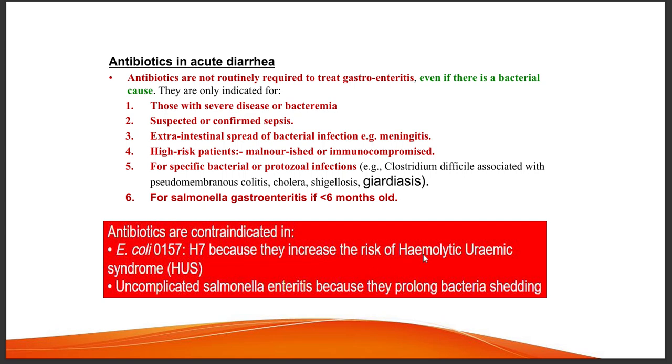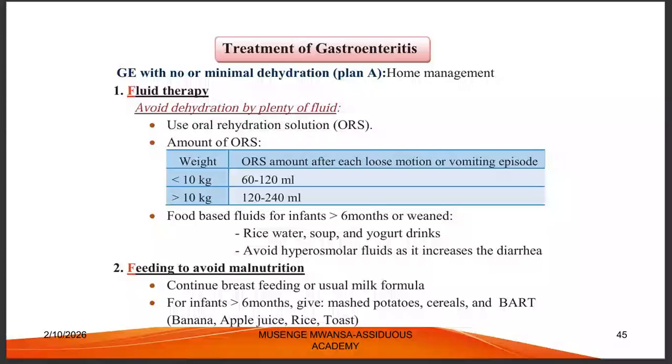These will increase the risk of hemolytic uremic syndrome. And complicated salmonella enteritis, you don't give antibiotics either, because they will prolong the shedding of the bacteria, like the bacteria will not be removed from the body. Okay, so for the treatment, you give fluids. Avoid dehydration with plenty of fluids, so you give ORS. Very, very important also to take note of.